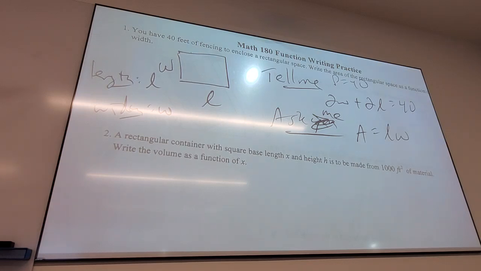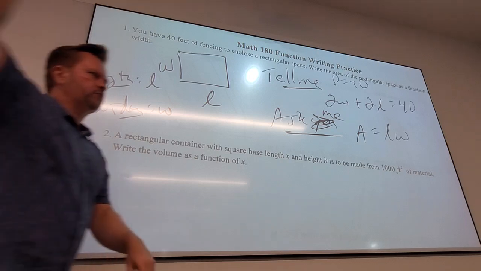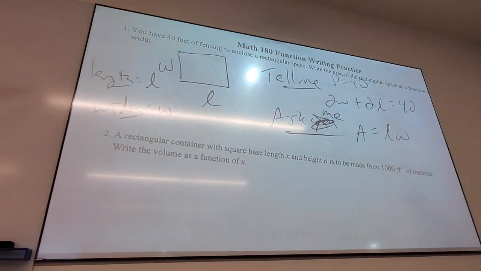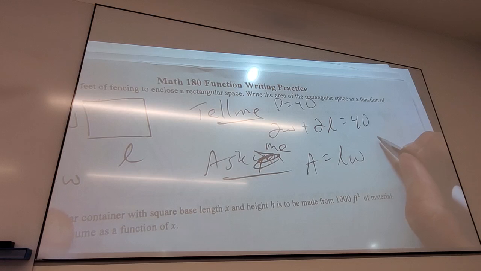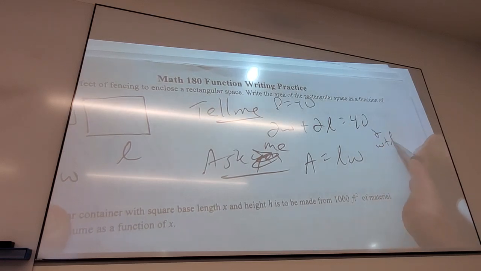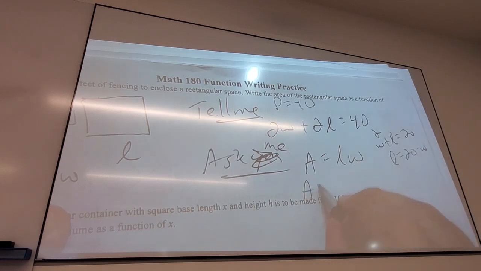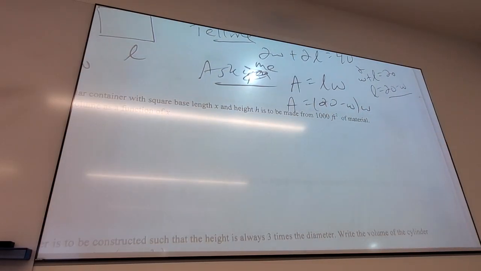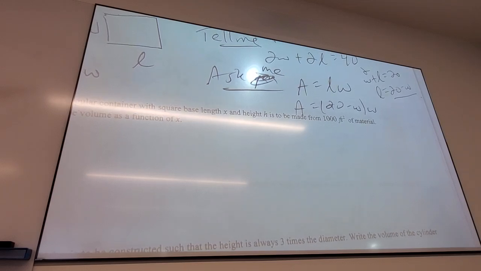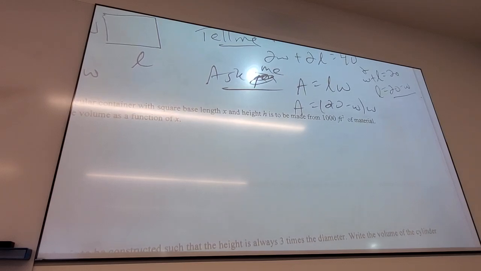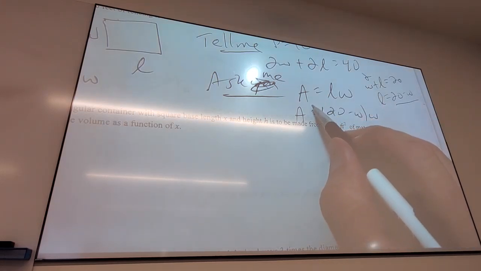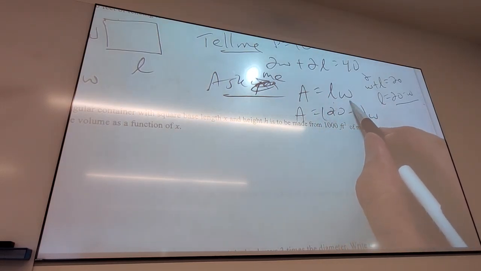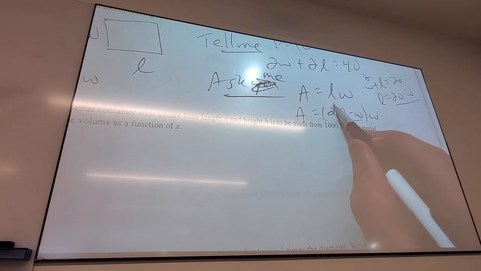Now I say, how do those work together? How do I solve the first one for L? Yeah, I can divide by 2. So I get W plus L equals 20. So then L is 20 minus W. So I get the area is 20 minus W times W. I just replaced L with what I know it to be. Where did the times W come from? Because what's the area formula? L times W. And what's L? 20 minus W. All I did was replace L, and the W is just sitting there.